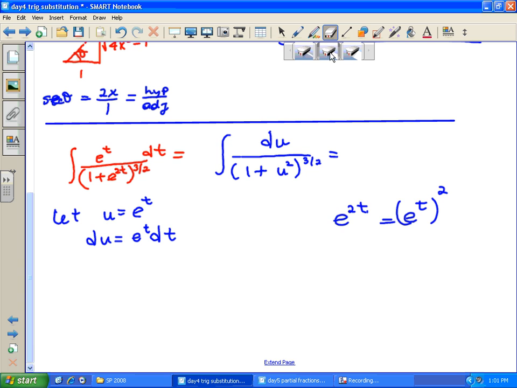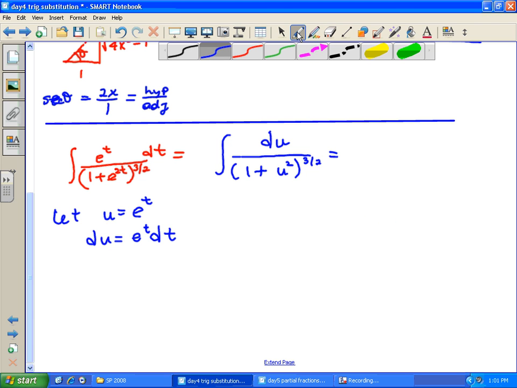I will write down my suggestion. Once again, the suggestion is let u be equal to, what was the suggestion? Let u be equal to what? A tangent theta. a is 1, so let u be equal to tangent theta. So what would you do next? Find du, just like any other trig substitution question. du is secant squared theta d theta.